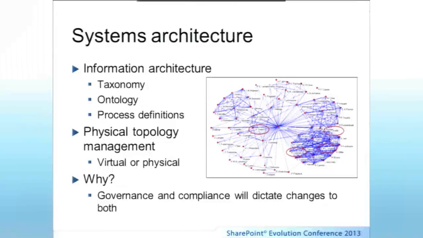So, systems architecture. They're responsible for two parts of architecture. The information architecture and the components of that: taxonomy, ontology, and the process definitions. And then they're responsible for the physical topology. When I say physical, we're talking about modern technology, so physical could also mean virtual, right? Virtual servers. But in the end, the topology of the farms, the decision, right?